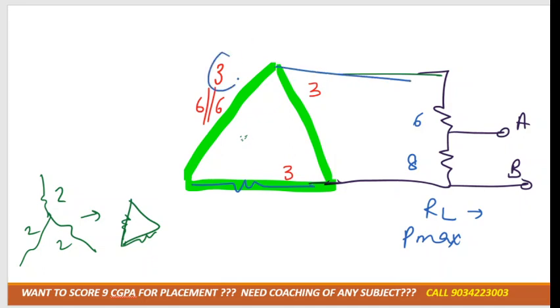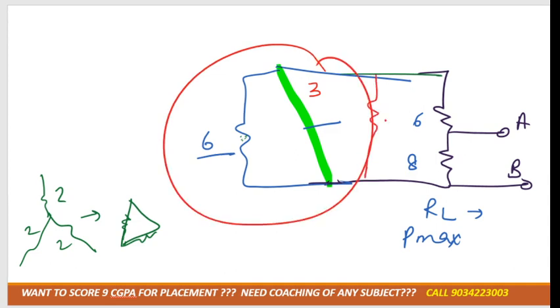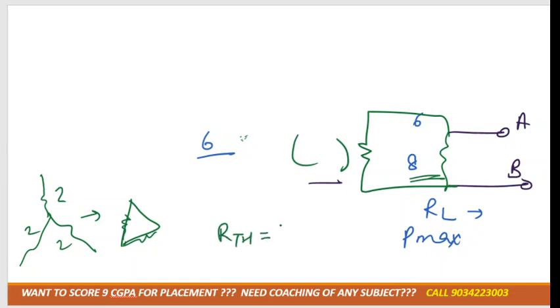Okay, so this 3 and this 3 are in series, so it will become a combined 6. Right? So this 6 and this 3 are in parallel. Then it will be combined in series with 6. Right? After solving it, we'll get a single resistance that will be in parallel with that 8 ohm, right? So like this we have to solve it. If you solve it, then you will get the final answer for RTH as 4 ohm. Okay.